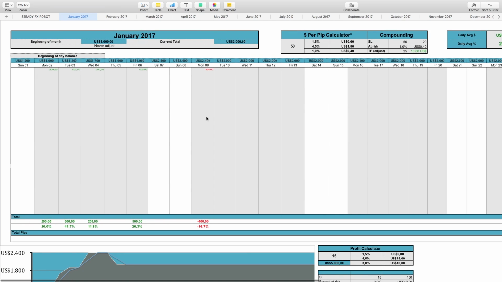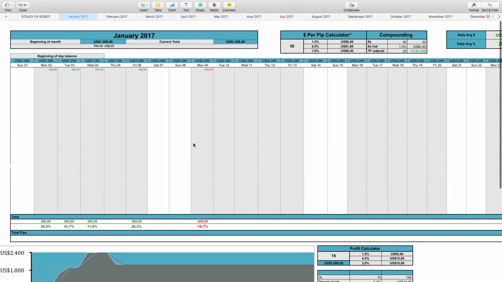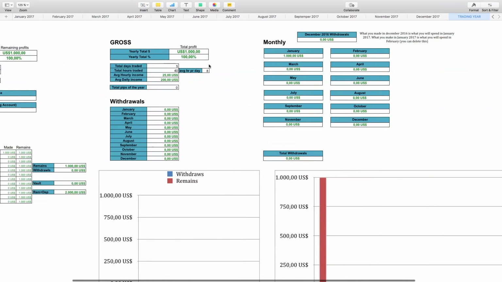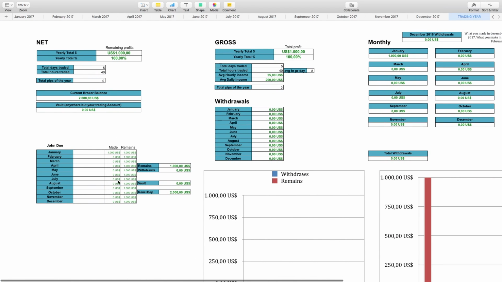So this is pretty much it for the month by itself. Now we also have a summary of the entire trading year, and in this sheet right here, you can see how much you made for every single month. How much this is actually for withdrawals, and now you see your current broker balance and a vault. If you have something in your back office where you can put in your money, so they're not in your trading account, then you would put in the numbers right here.